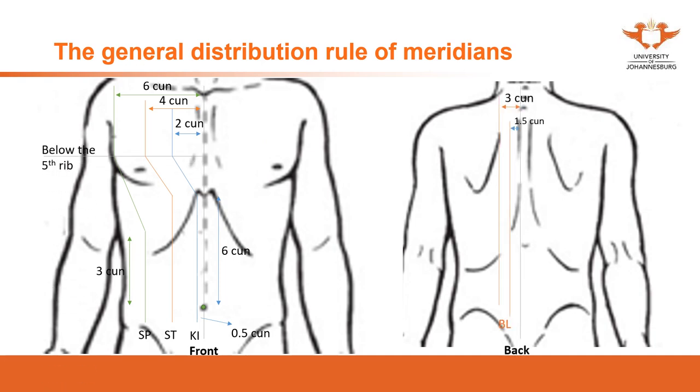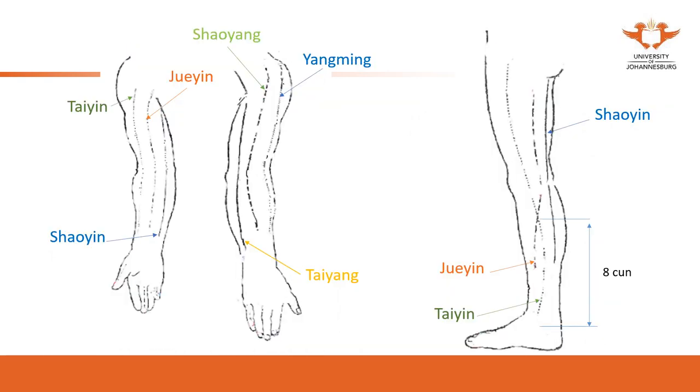And then on the back, there's also a middle line, and there are two bladder meridian lines on the back. So that's the general distribution. And on the hand, on the medial side of our upper extremity, there are three yin meridians.